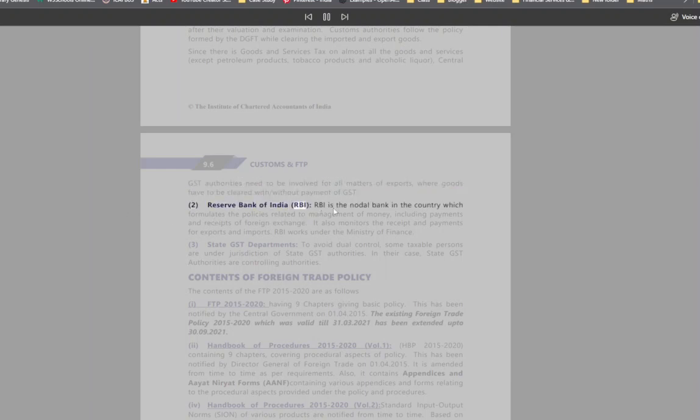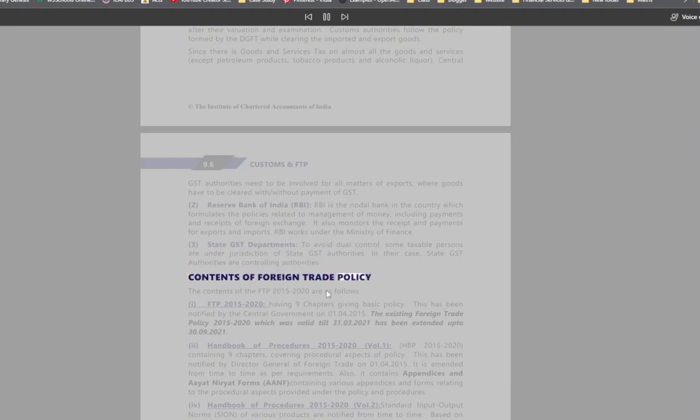2. Reserve Bank of India, RBI. RBI is the nodal bank in the country which formulates the policies related to management of money, including payments and receipts of foreign exchange. It also monitors the receipts and payments for exports and imports. RBI works under the Ministry of Finance. 3. State GST departments. To avoid dual control, some taxable persons are under the jurisdiction of state GST authorities. In their case, state GST authorities are controlling authorities.